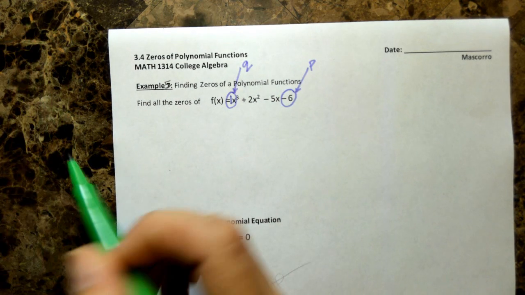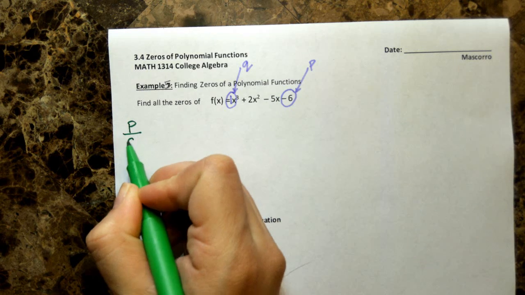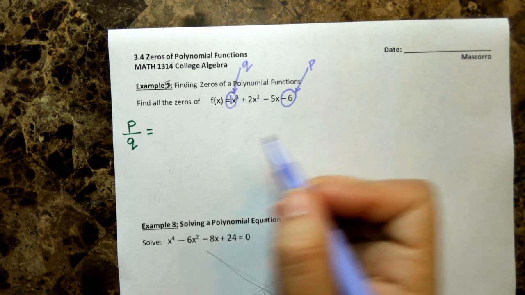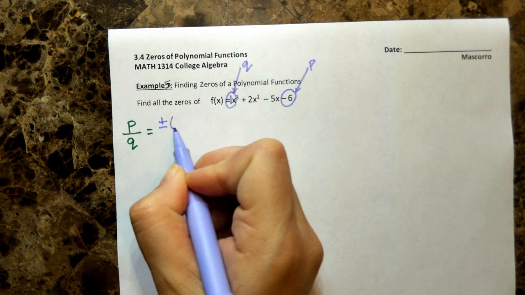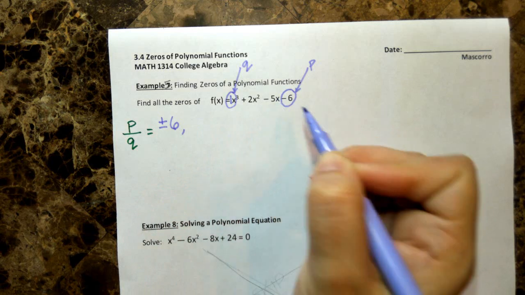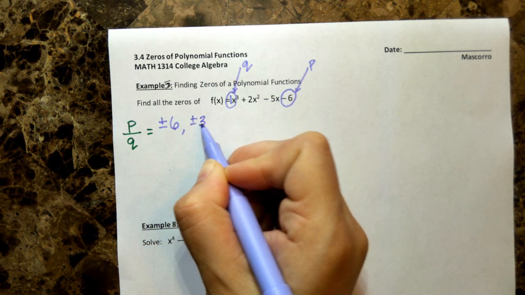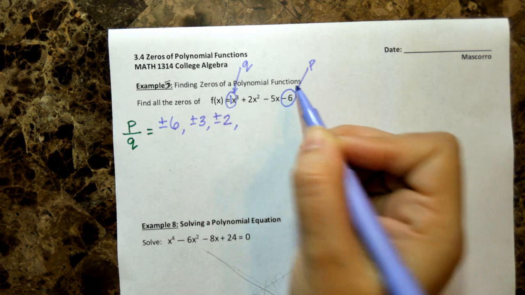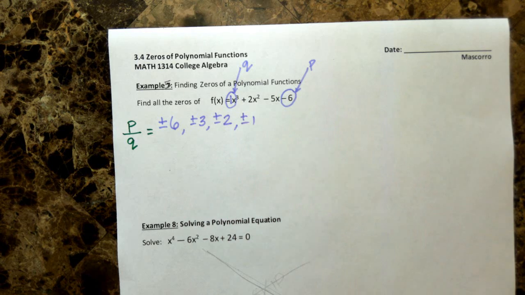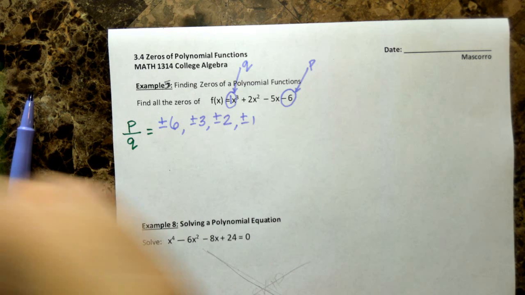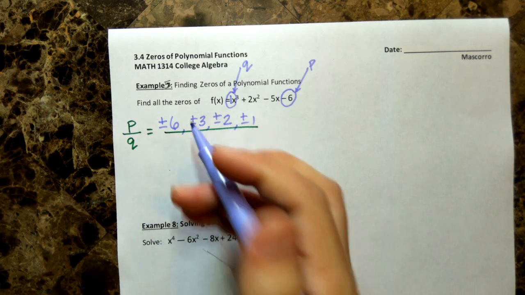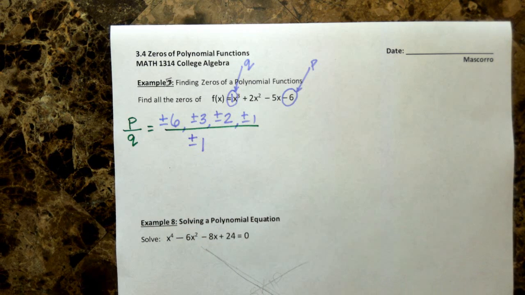So let's start by listing all of the factors of p and all of the factors of q. All of the factors of p, what numbers go into 6? Well, 6 goes into 6, so we can list positive or negative 6. 3 goes into 6, so positive or negative 3. 2 goes into 6, so positive or negative 2. And don't forget 1. 1 goes into everything, so positive or negative 1. And then let's list all of the factors of q. Q is just 1, so what all goes into 1? There's only one thing that goes into 1, that's positive or negative 1.